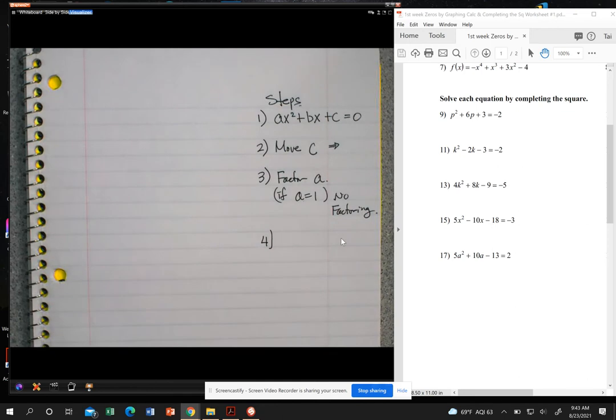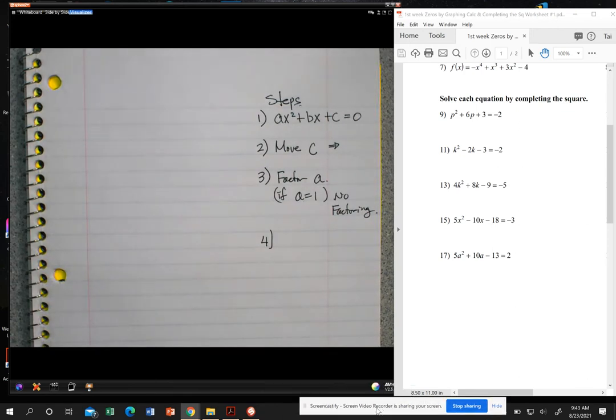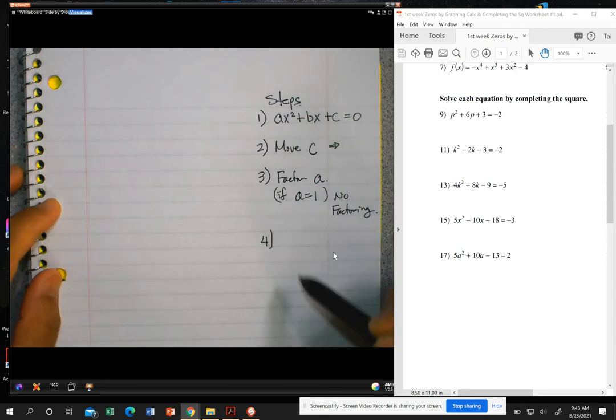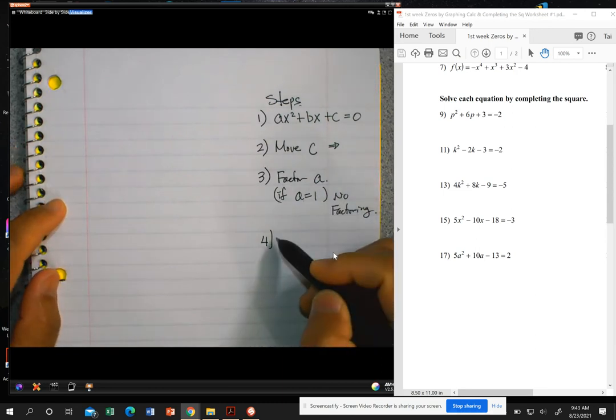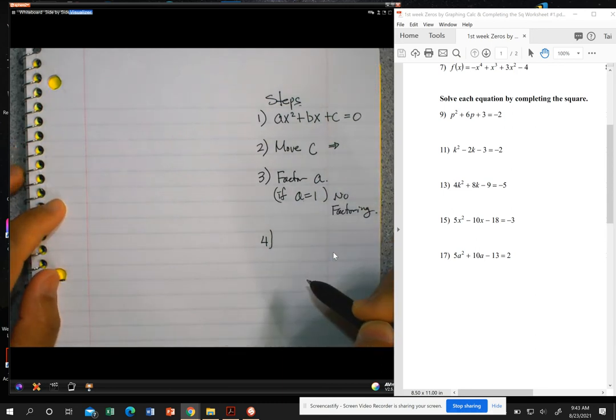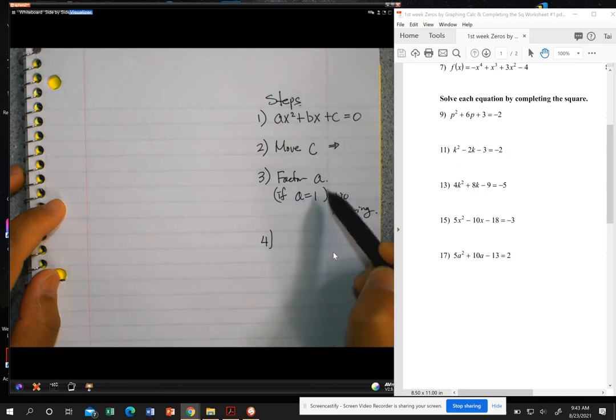So here we go. We're going to continue with what we just said. These are the things that you need to have, the steps. And after that, we factor out the a. If we have a equal to 1, then there's no factoring. You don't need to factor.